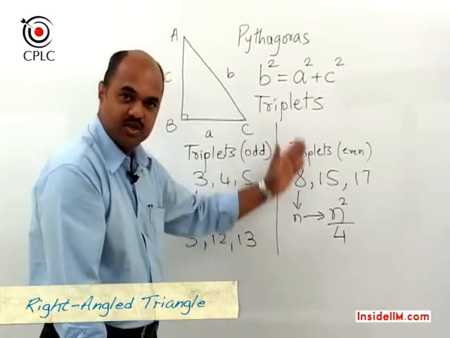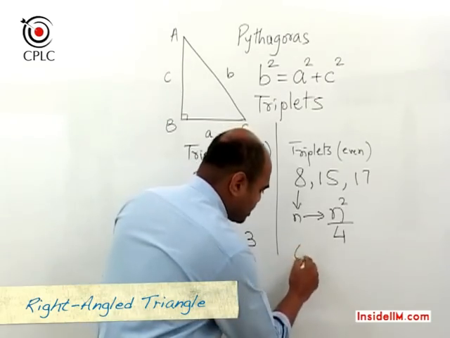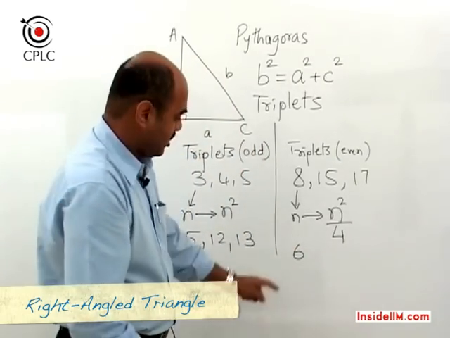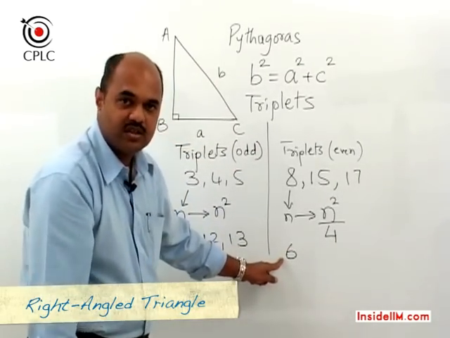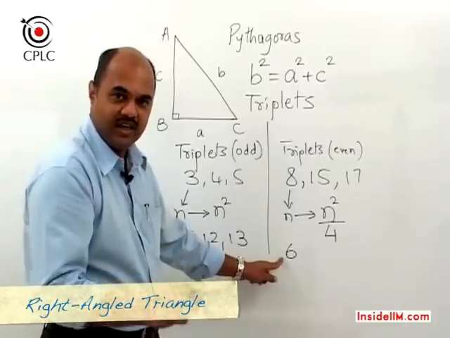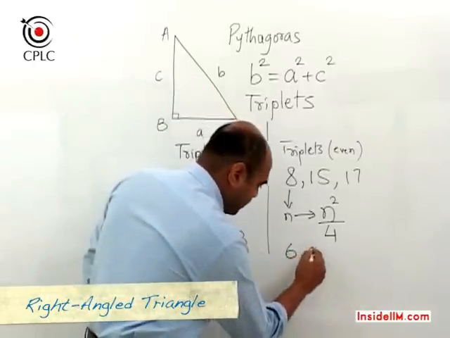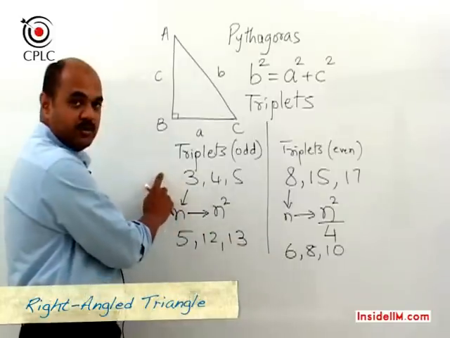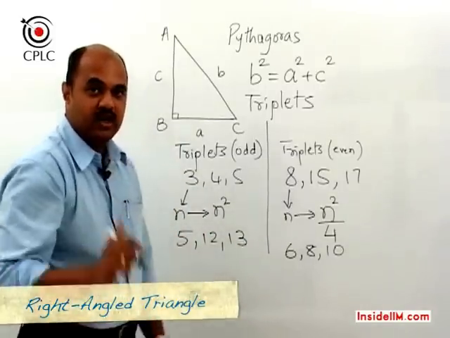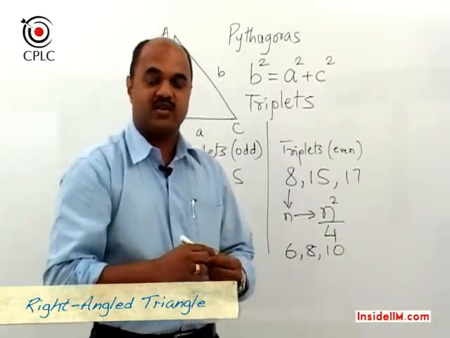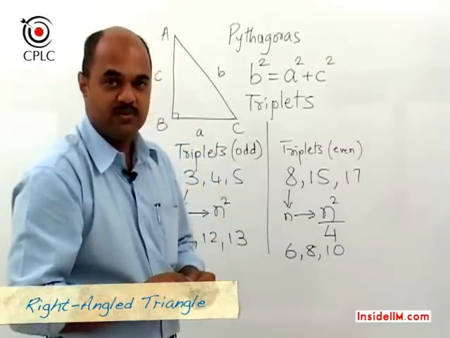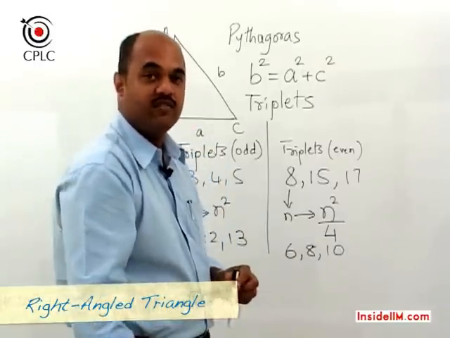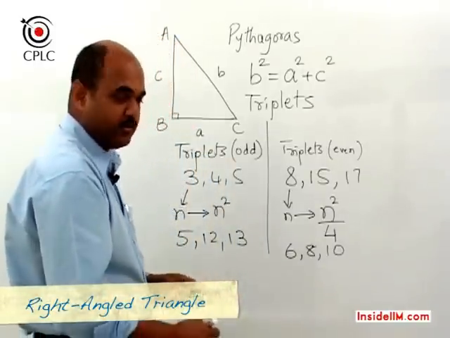And just to check this rule once again, for starting with an even number 6, the square of 6 is 36, divided by 4 is 9. The previous and next numbers would be 8 and 10, which also happens to be a common multiple of 3, 4, 5. Knowing triplets is really very useful in problems because it saves a lot of time when we are solving problems.